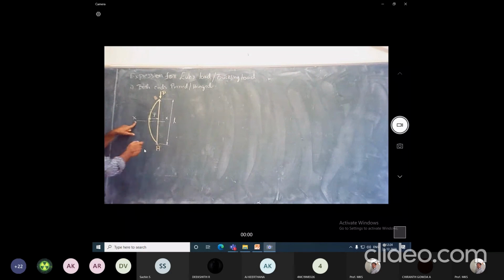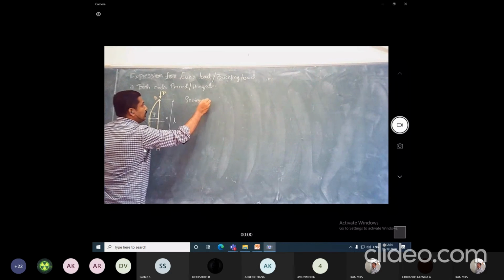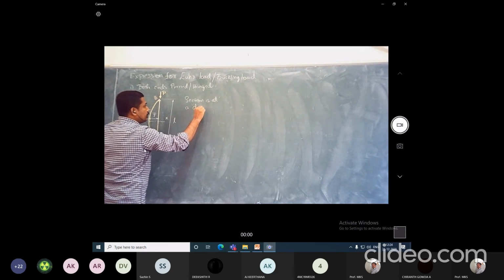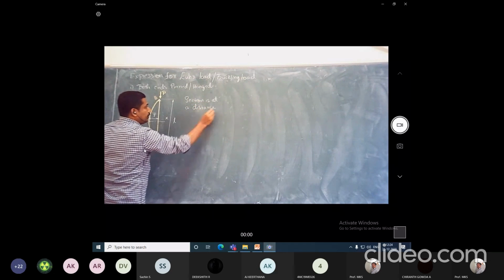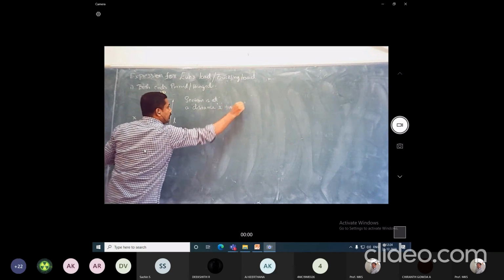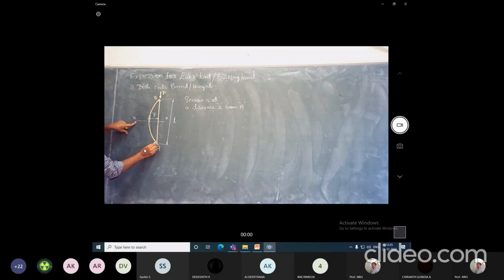Now let the section be at a distance x from A. So this distance is x, small x. The section we considered is at a distance x from the hinged point A.